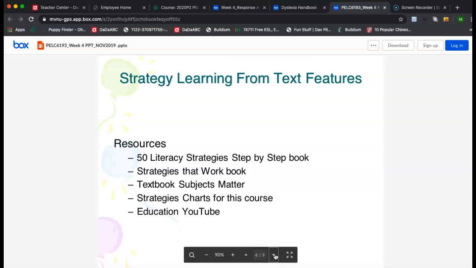Here are some resources about text features. There's 50 Literacy Strategies Step by Step, which is a textbook, Strategies That Work, our textbook, Subjects Matter, our flip charts for this course, and Education YouTube. I also want to mention that I emailed each of you some text features information today and text structure information. So please be sure to check your emails for those.